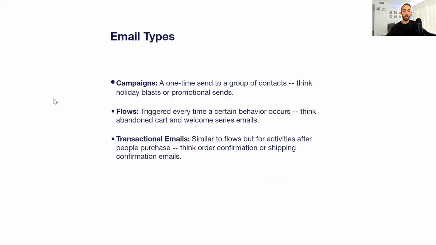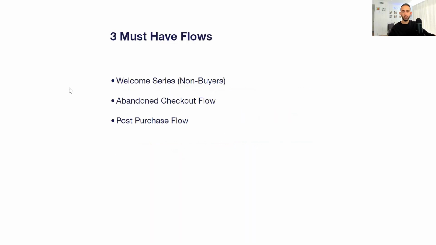And then a transactional email is very similar to a flow email. It's an automated email, but it's specifically for when people do activities after they purchase. These are traditionally sent from Shopify, WooCommerce, and so on and so forth. Things like order confirmation and shipping confirmation. All right, now that we have the definitions, we're going to dive straight into the flows. So we're going to cover the welcome series for non-buyers, the abandoned checkout flow, and the post-purchase.